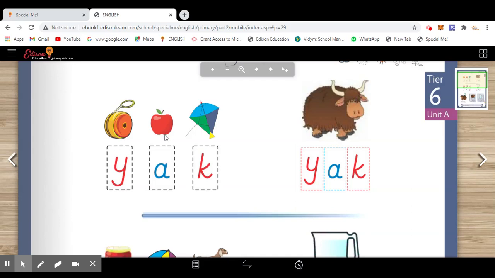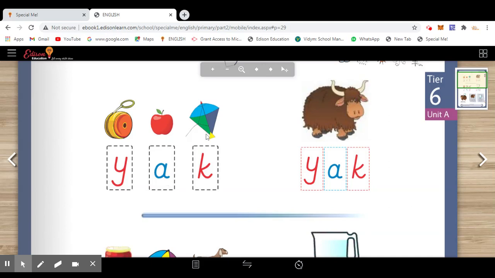Now look at the next picture. Which fruit is this? This is an apple. And from which letter does it start? It starts with letter A. And what is the phonic sound of letter A? A. A is the phonic sound of letter A. A, A, apple.